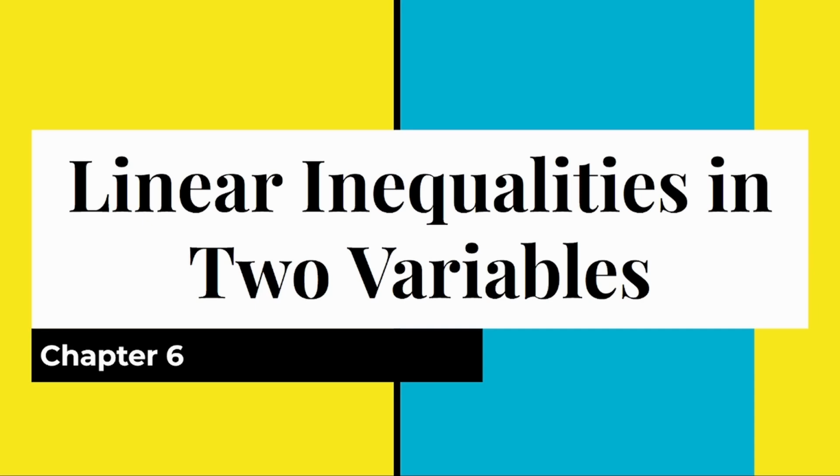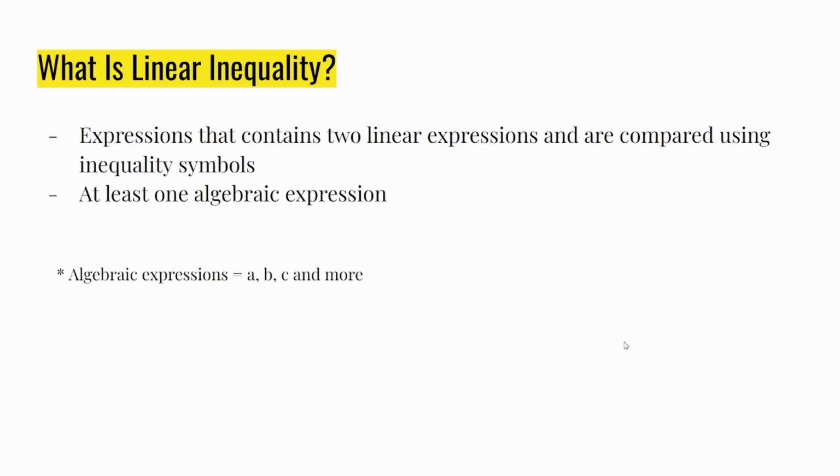Alright, so today we will be learning about Form 4 Chapter 6, Linear Inequalities in Two Variables. So what is linear inequality? Linear inequality is an expression or expressions that contains two linear expressions and are compared using inequality symbols. I will touch more on inequality symbols in the next slide. And linear inequality expressions contain at least one algebraic expression.